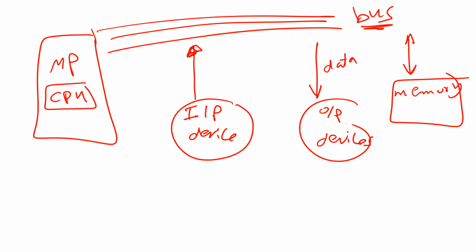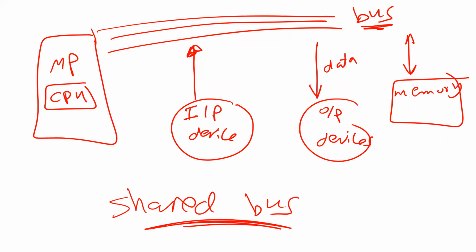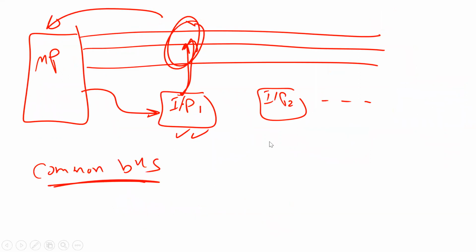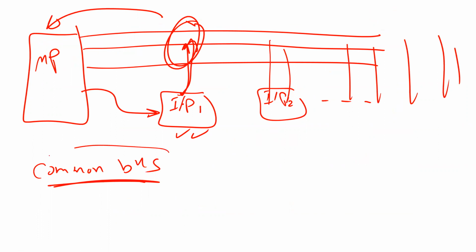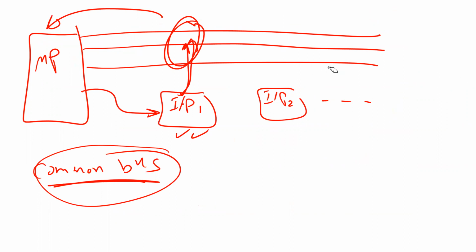So how do they connect them together? They connect them using what we call a shared bus. We have a wire, and all of the devices are connected to the same wire. So we have a common bus. If I want to read an input device, this input device has to put its data on the shared bus, and then I get it from the bus.